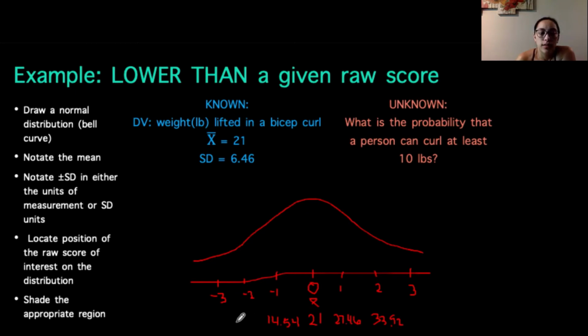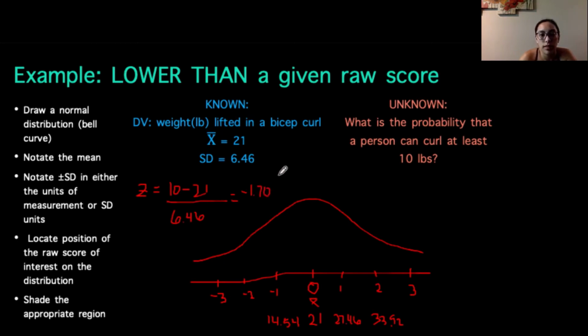So, in the scope of our values here, we can either find where 10 would exist in our distribution, or we can also calculate the z-score. So remember, z is equal to x, which is 10, minus the mean, which is 21, divided by the standard deviation, which is 6.46. So if we calculate this, we get a z-score of negative 1.70.